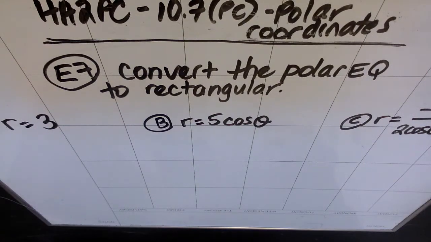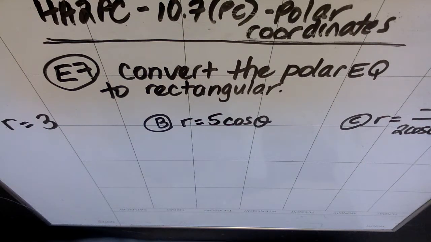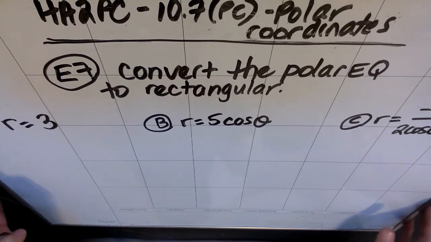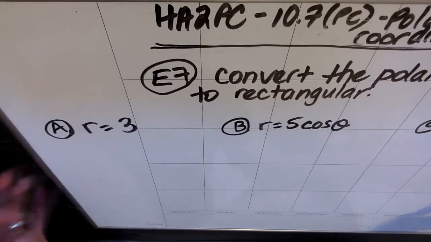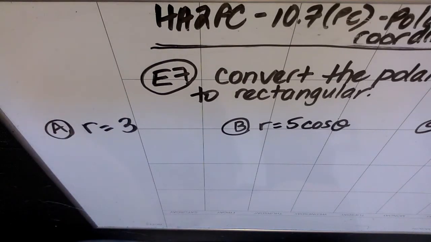Right, this is Honors Algebra 2 Pre-Calculus. We're doing 10.7 in Pre-Calc, which is polar coordinates. In example 7, we're going to convert a polar equation to rectangular, and we're actually going to do it with 3 equations, so I'm just going to inch the board over, and we'll start with A. Okay, so for A, we just have r equals 3.